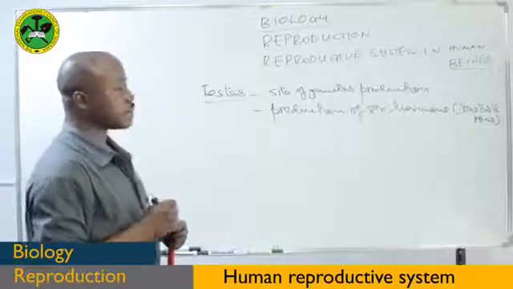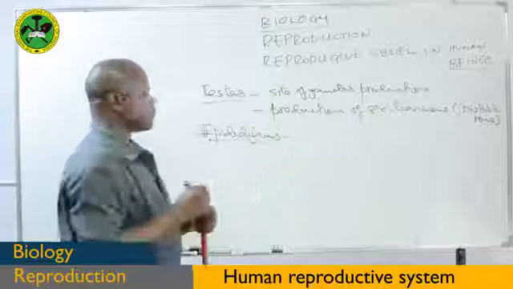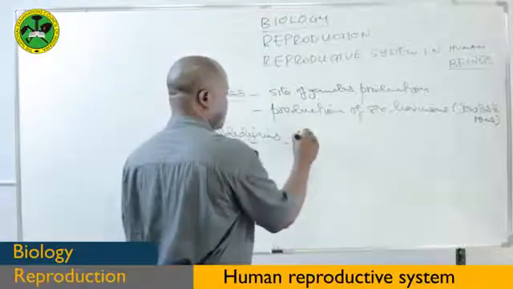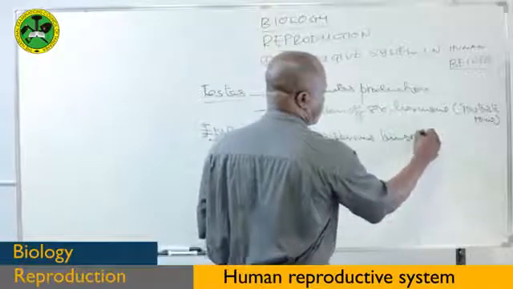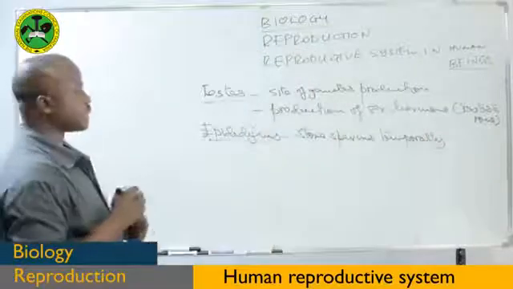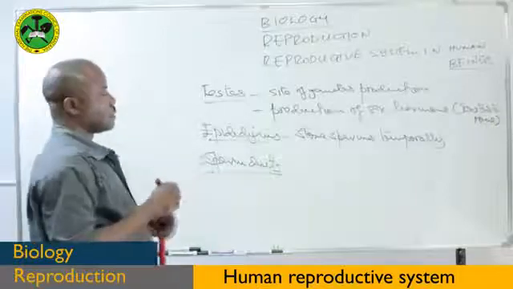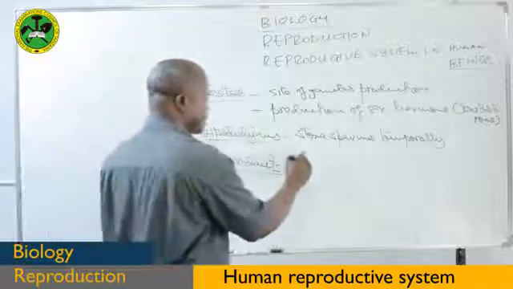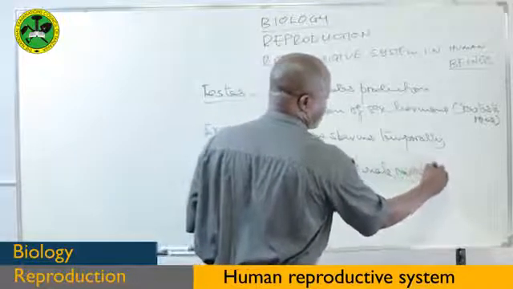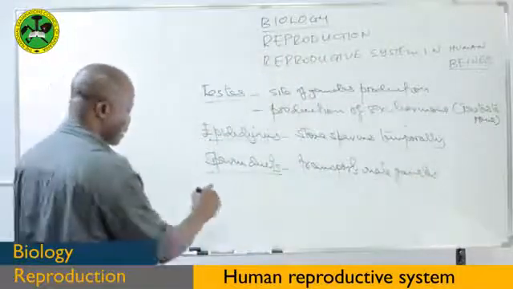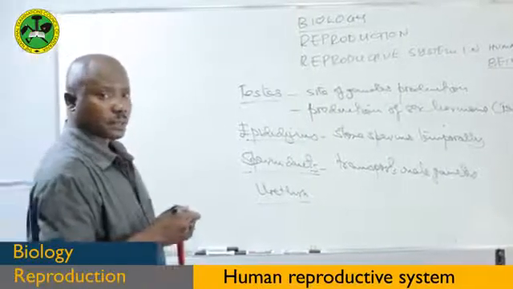Another inner part of the male reproductive system is the epididymis. The epididymis stores sperms temporarily. Another inner part of the male reproductive system is the sperm duct, whose function is transportation of the male gametes. Another inner part is the urethra. The urethra transports male gametes to the female reproductive tract.